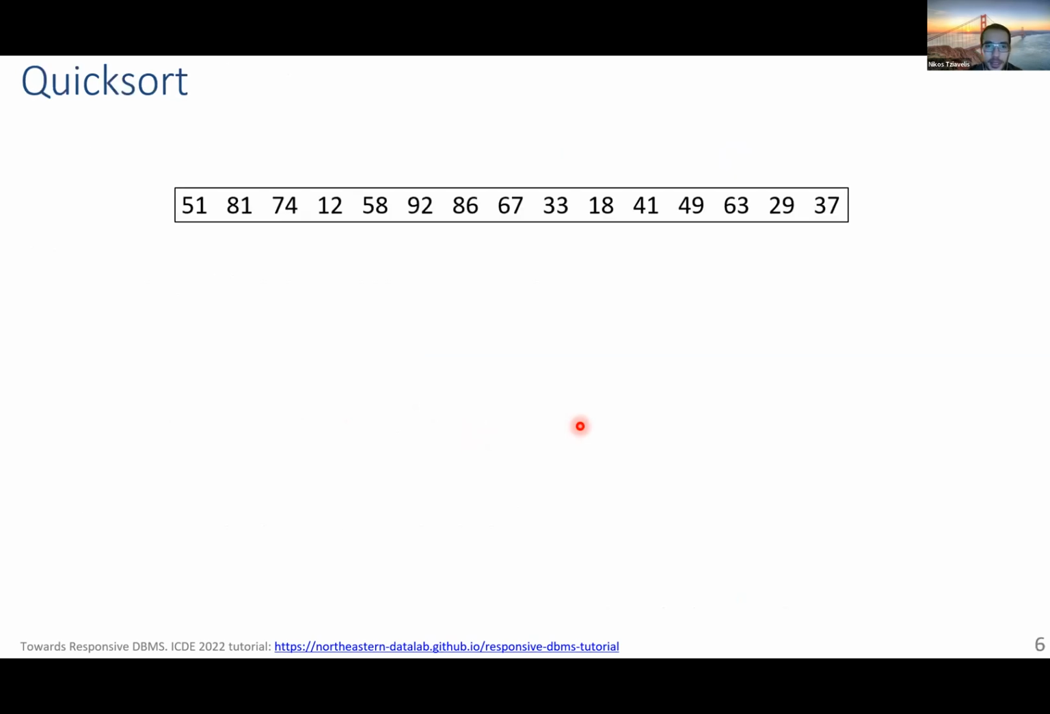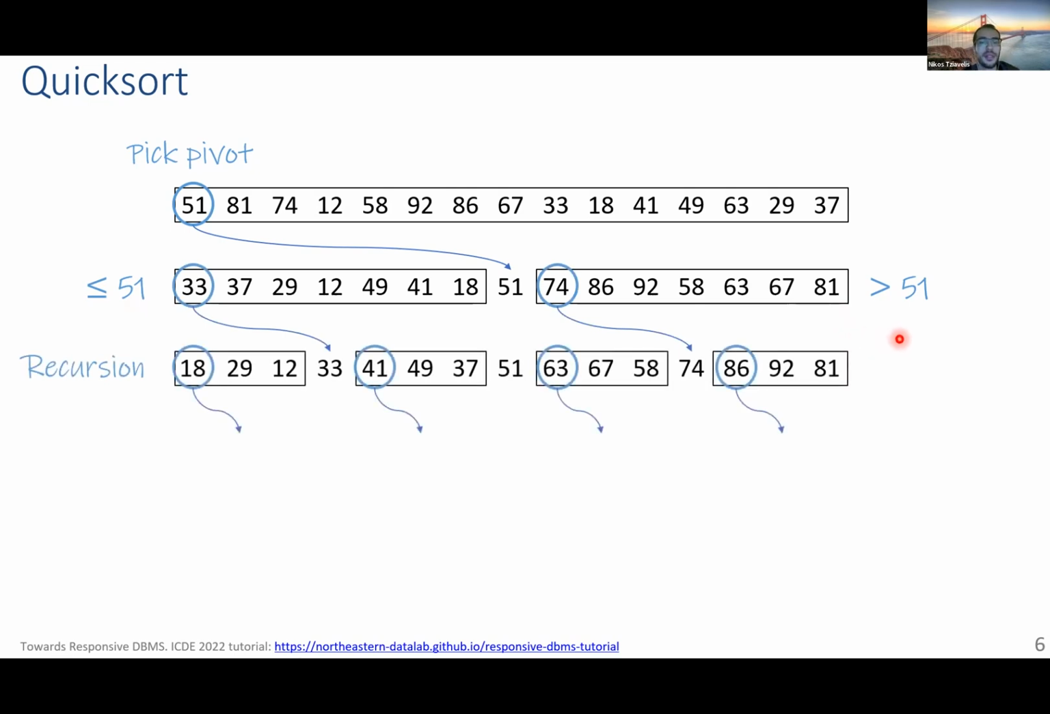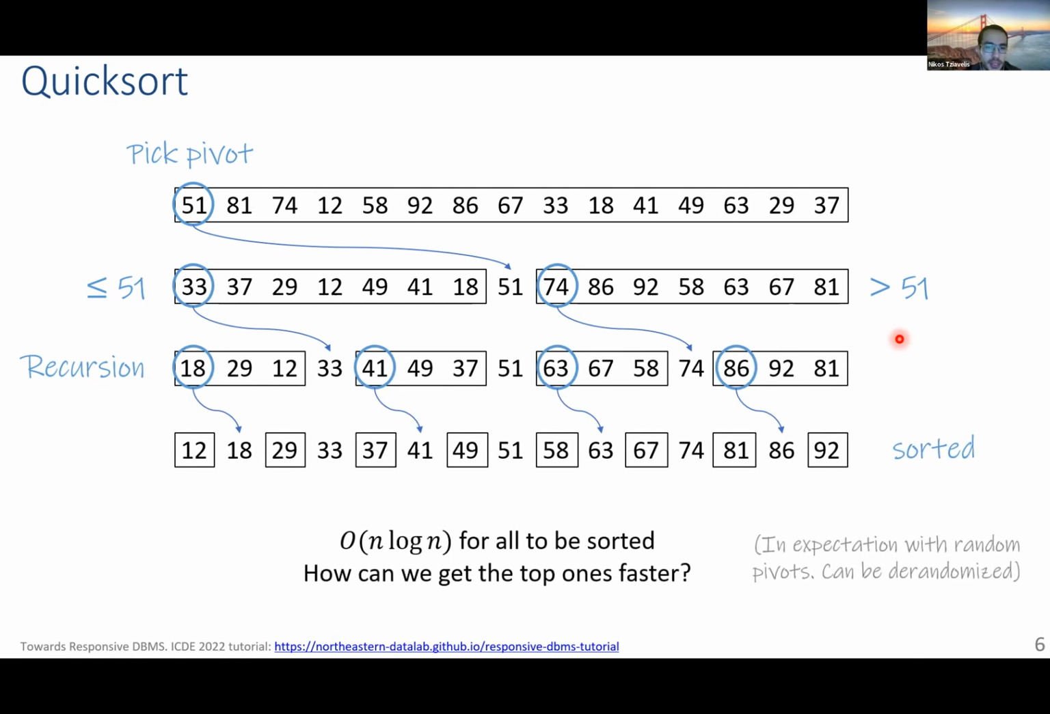So let's quickly remember what quicksort does. We have an array of numbers, we pick a pivot, and then we partition the array. 51 here is the pivot, and we partition into those that are less than 51 and those greater than 51, and we keep doing the same thing recursively until we sort the array. Now, this sorts the array in n log n time, but how can we modify this in order to get the top results faster?